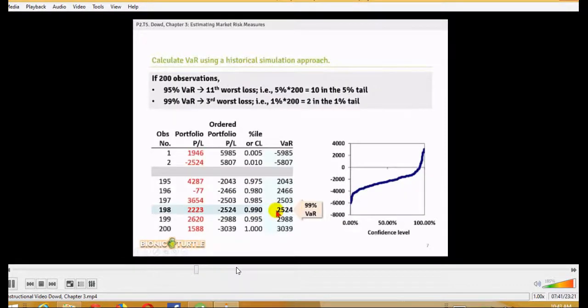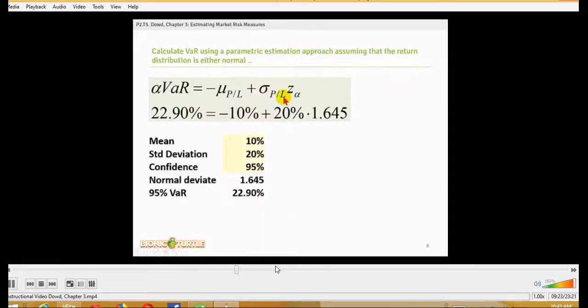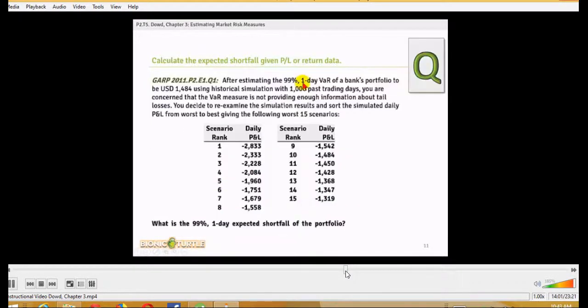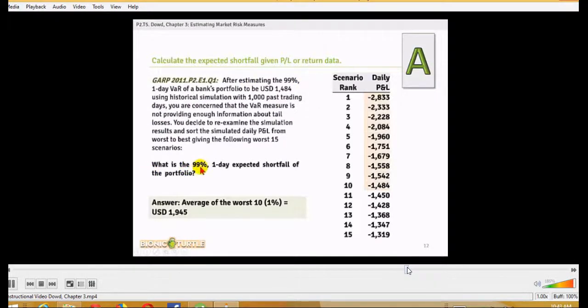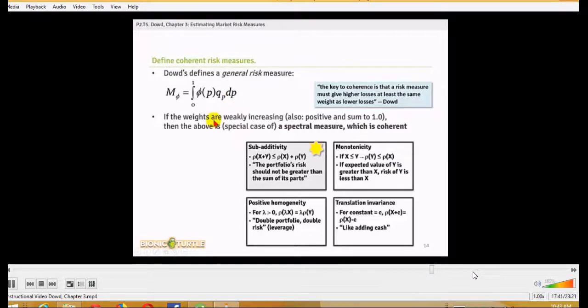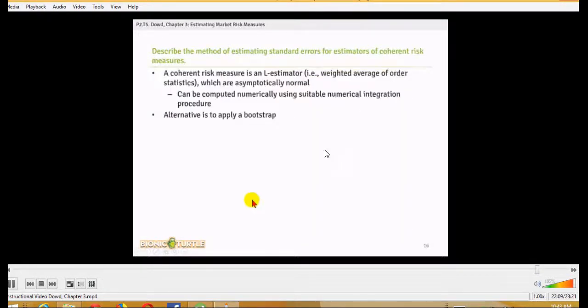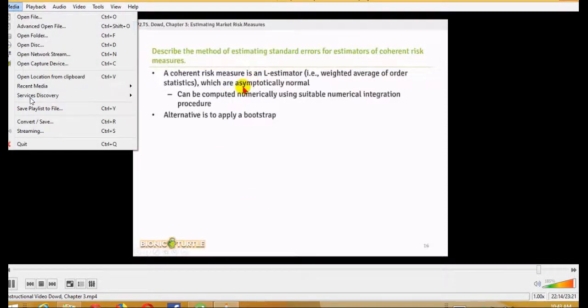And that's the VAR. What I think is technically the FRM, this has been the percentile one-day VAR of a bank's portfolio, of the worst 1%. Here's the weighting function. A coherent risk measure is an L estimator, which is asymptotically normal.